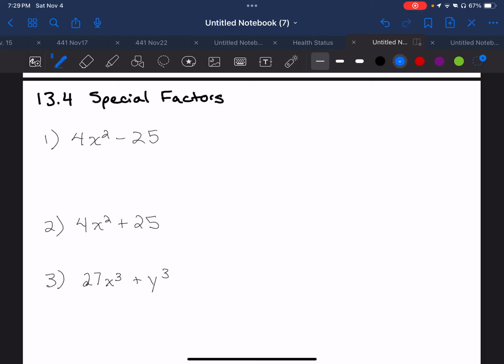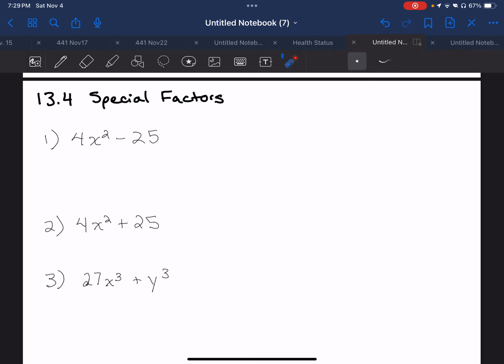More factoring in section 13.4. These are some special ones. We're actually going to just have one formula that I recommend memorizing, but let's take a look at how we can reason our way through other cases. So you don't have to memorize it if you can figure it out by the same reasoning we had before.